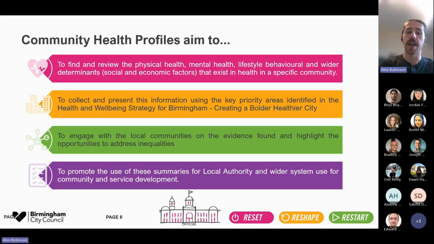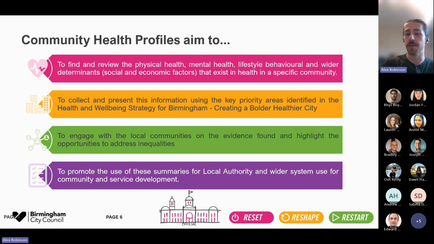So in terms of the aims of the community health profiles, they were developed because we want to move away from the traditional acronyms of LGBTQ+, which kind of homogenizes communities together and overlooks the differences that there actually are between the health outcomes within these groups.